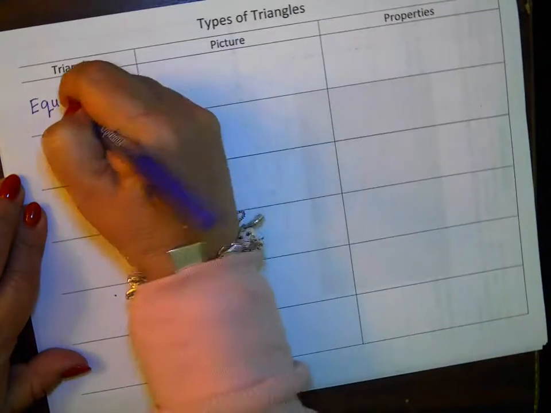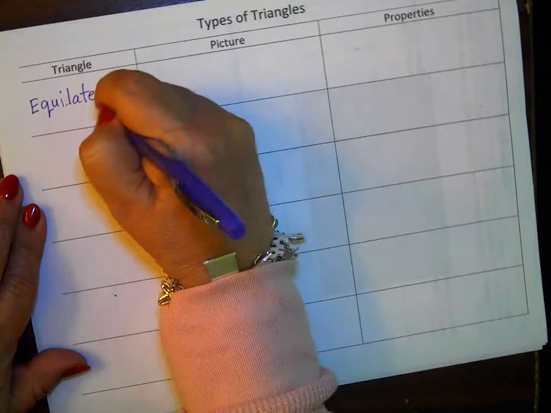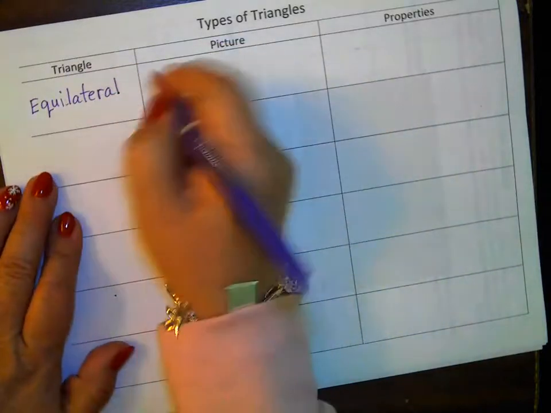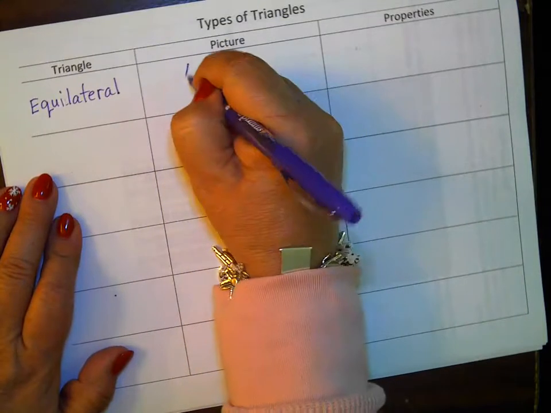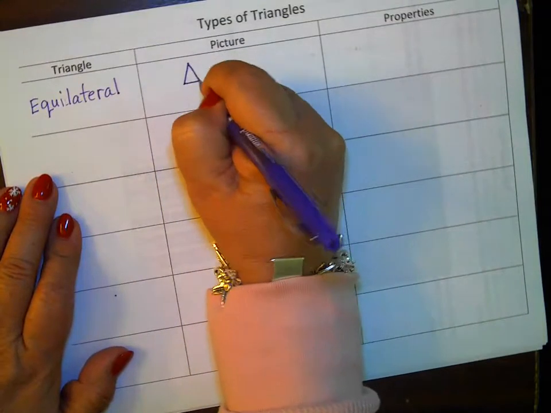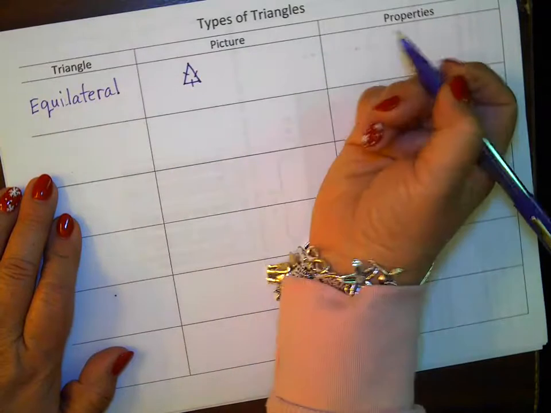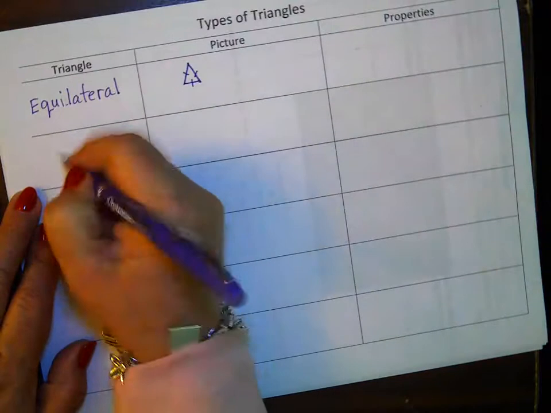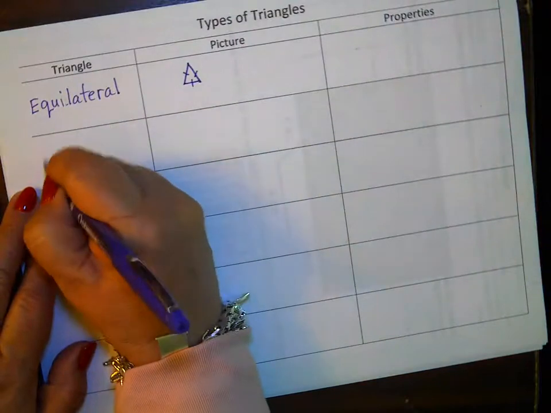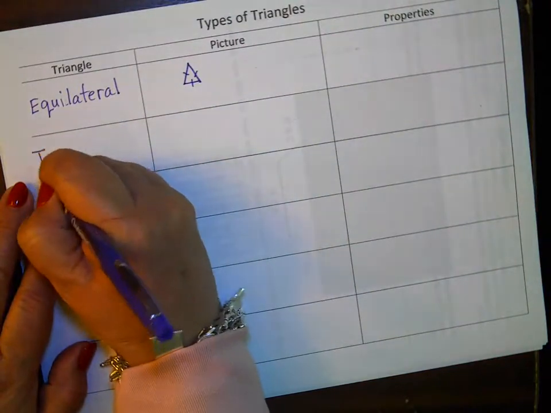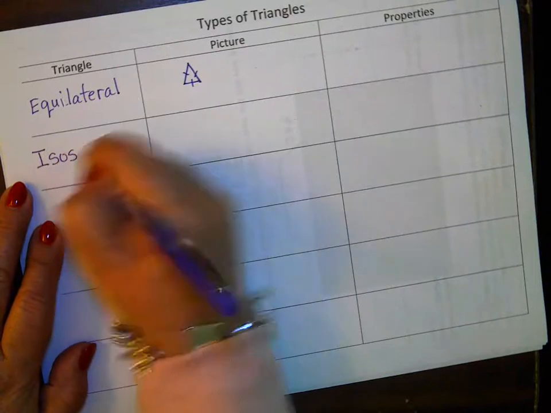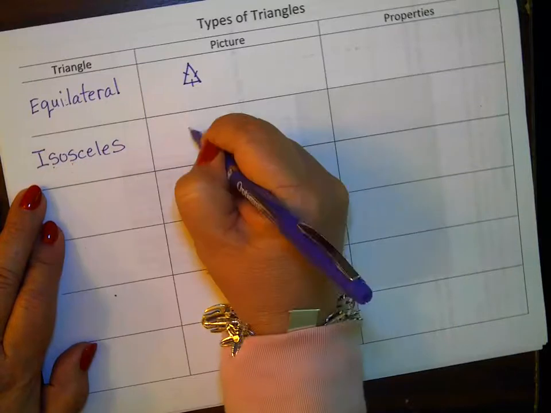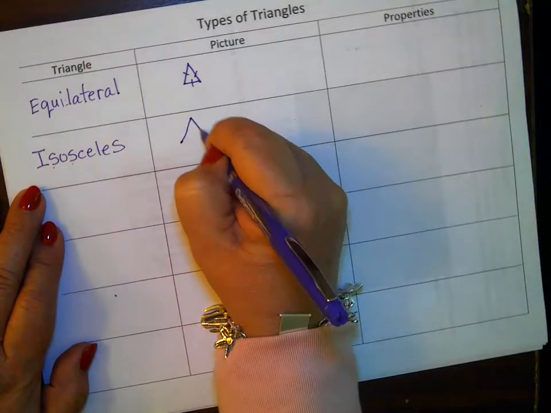Equilateral. Okay, and so that means that all sides are equal, and I'm going to represent it this way. You can put numbers, measurements on the side if you'd like. Then I also have an isosceles triangle. I have two sides that are equal to each other.